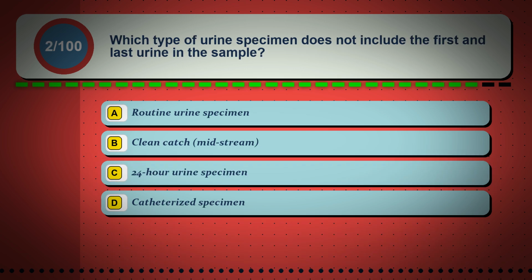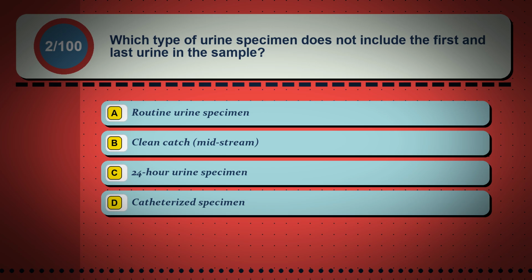Question 2. Which type of urine specimen does not include the first and last urine in the sample? Option A. A routine urine specimen. Option B. A clean catch, midstream. Option C. A 24-hour urine specimen. Option D. Catheterized specimen.